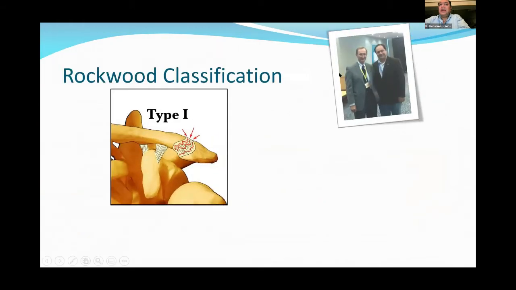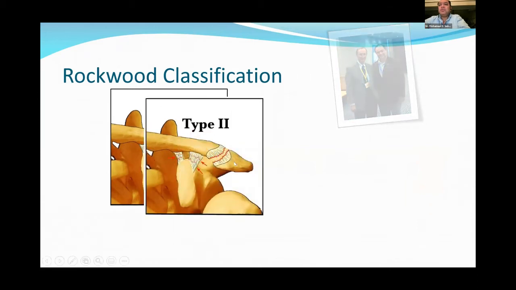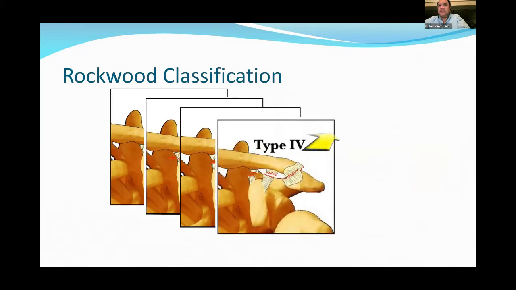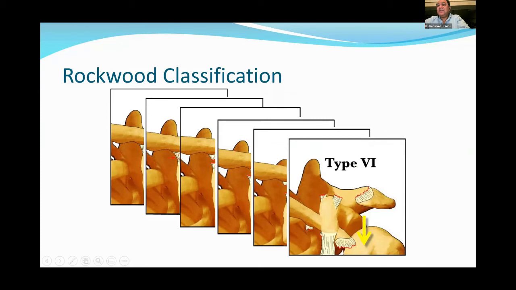We know Rockwood and his famous classification. Type 1 and 2, there is no problem. Type 3, when all the spectrum of the ligaments are torn, so maybe the patient needs surgical intervention to fix this problem. Type 4 is as 3, but the clavicle is dislocated posteriorly. Type 5 is as 3, but the superior migration of the clavicle is more than 100%. It is completely off-end. And type 6 is the inferior, either subacromial or subcoracoid variants.